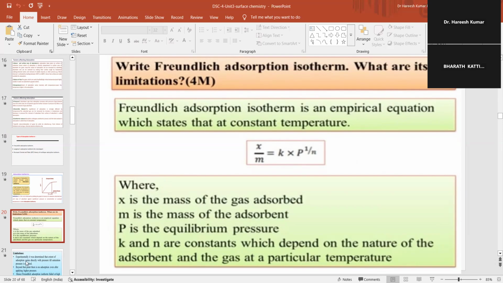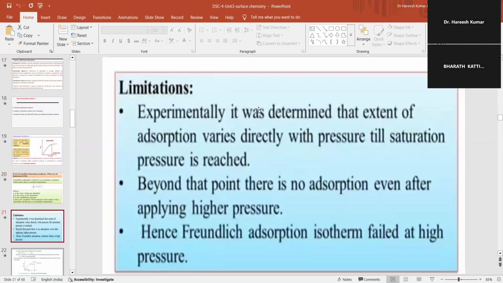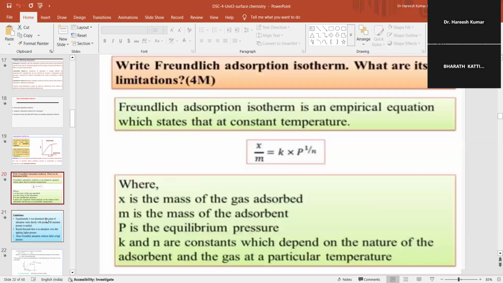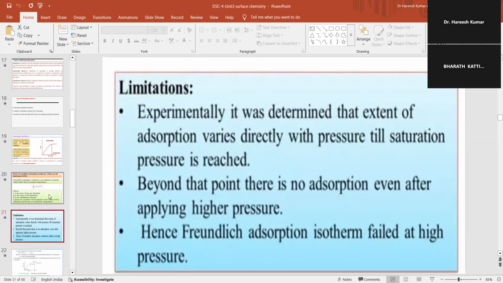Right. So if we are looking at the limitations, experimentally it was determined that the extent of adsorption varies directly with the pressure till the saturation pressure is reached. So you did not explain that. Yes, limitations is only a 2 marks question. Freundlich adsorption is 2 marks, so 2 plus 2, 4 marks. Why? Because this is an examination point, for the concept-based. Usually this question is framed keeping in mind the below average student.